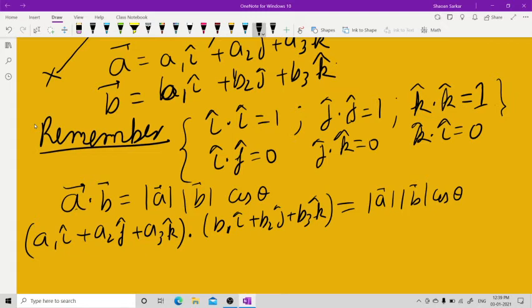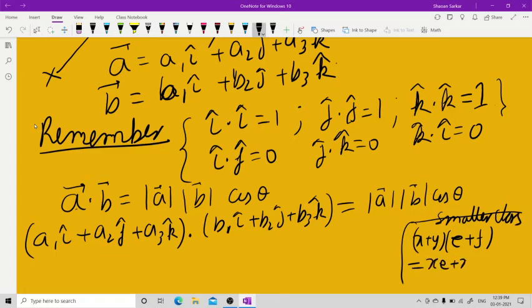See, in smaller classes, look, (x plus y) into (e plus f). You used to write in smaller classes, x into e plus x into f plus y into e plus y into f. You used to do it this way in smaller classes. Here you will do the same thing, but you will use these results to operate.